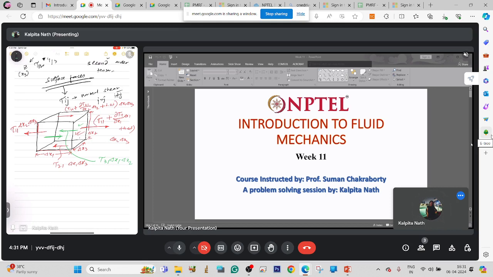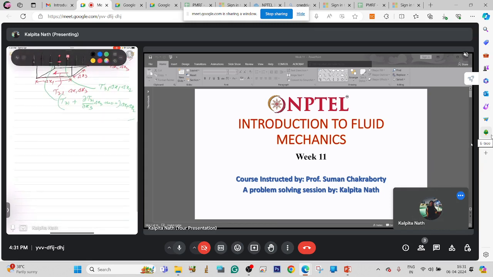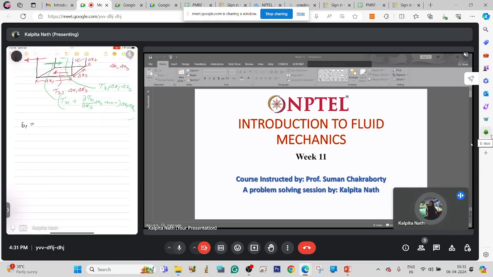Now for this face it will be tau 3 1 plus del tau 3 1 del x3 plus higher order terms, multiplied by the area del x1 del x2. Okay, now these are the surface forces. Let's say b1 is the body force per unit mass along x1.